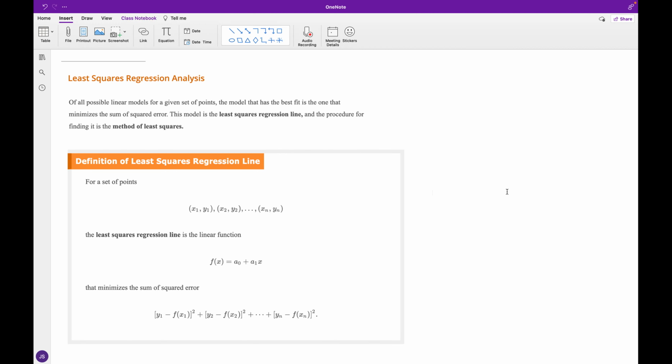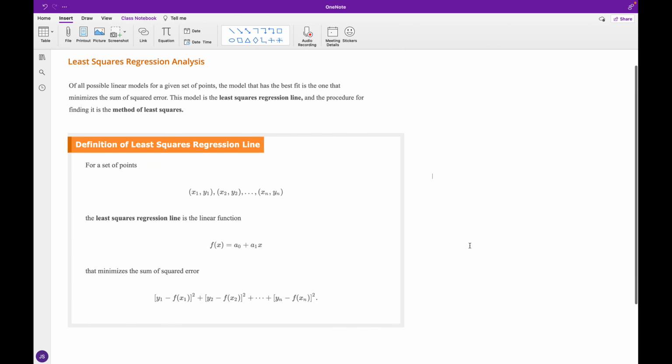Okay, for this part, we have what is regarded as least squares regression analysis. From your textbook, it says that of all possible linear models for a given set of points, the model that has the best fit is the one that minimizes the sum of the squared error. And it says that this model is the least squares regression line, and the procedure for finding it is what is referred to as the method of least squares.